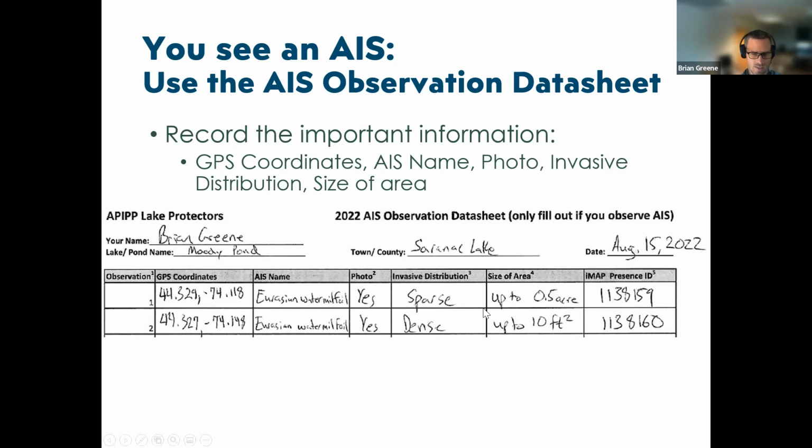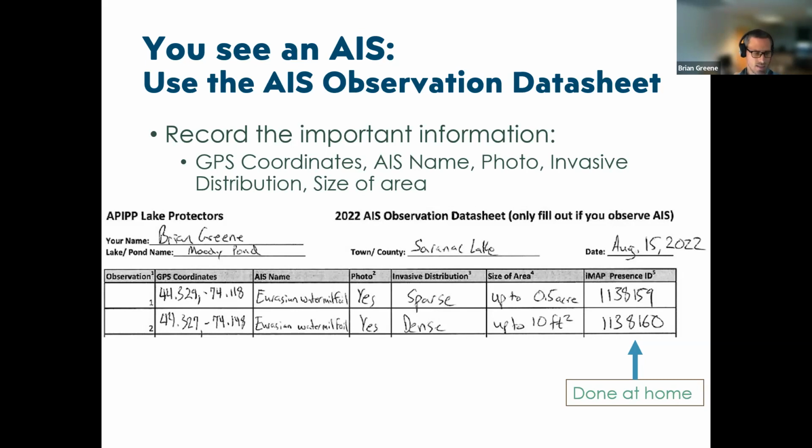And then the size of an area. They're in these bins, up to 10 square feet, up to 1/10 of an acre, 1/2 an acre, or more than an acre. So we're talking about the size of this invasive plant bed that you're looking at. And then you'll see that the last column is this IMAP ID. This is something that you would do at home. After you had taken a photo and got GPS coordinates, if you were doing a paper one, you could also upload this on a computer or using the IMAP app. It's a good thing to do, and we recommend it. We're trying to get everybody to put their reports on IMAP. APIP can help you do this if you don't feel comfortable doing that.